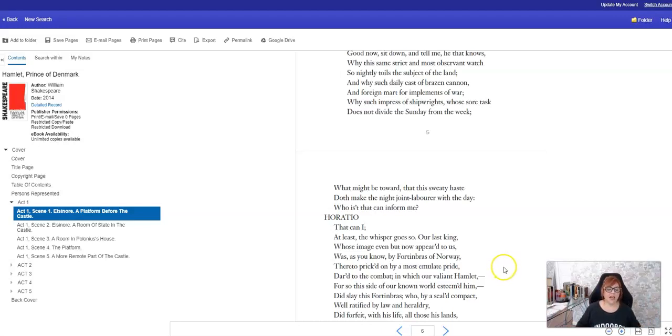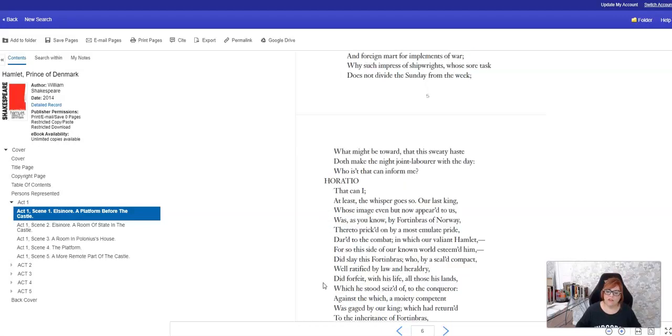And then he goes, "Who is it that can inform me?" And Horatio goes, "That can I. At least the whisper goes so." So he's like, I'm going to give you some tea now that you need to know what's up. He says, "Our last king, whose image even but now appeared to us," so he's talking about King Hamlet, the ghost that just appeared to us, "was, as you know, by Fortinbras of Norway, thereto pricked on by a most emulate pride, dared to the combat, in which our valiant Hamlet, for so this side of our known world esteemed him, did slay this Fortinbras."